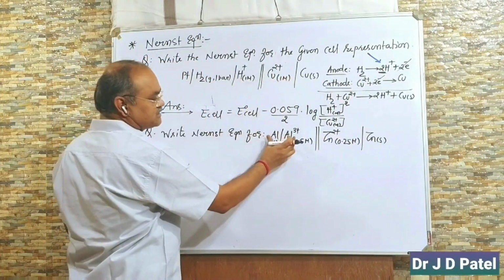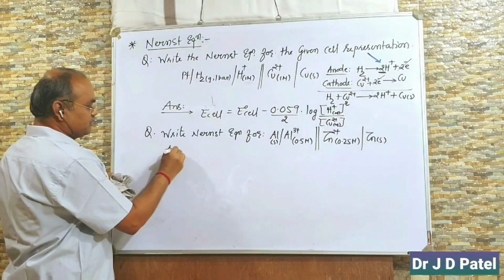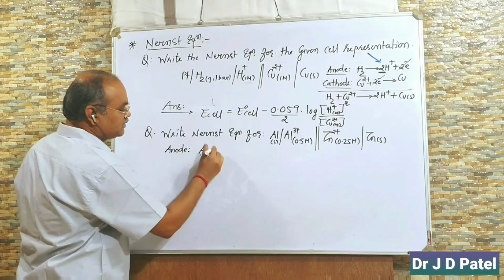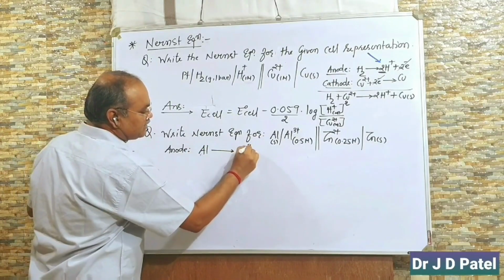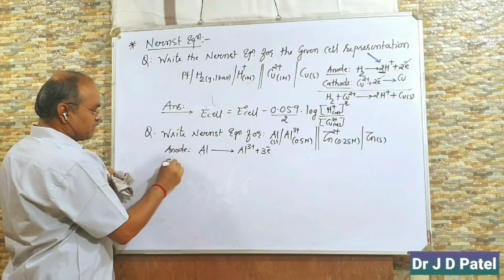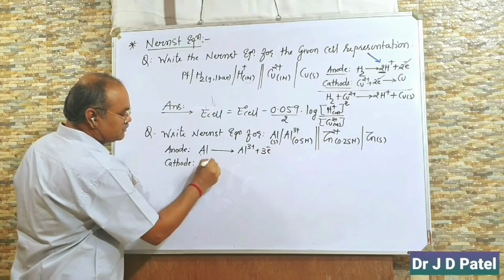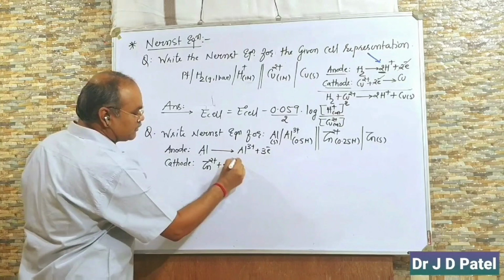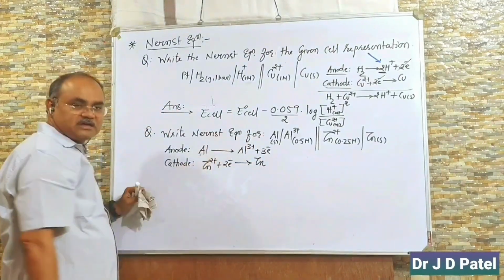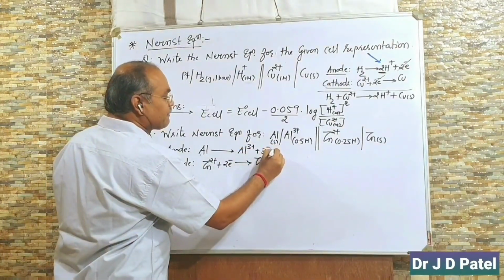Can I write at anode? Al gives Al3+ plus 3 electrons, right? At cathode, Zn2+ takes 2 electrons and gets deposited as Zn. But both the equations are not balanced. So this I have to multiply by 2 and this I have to multiply by 3, right?